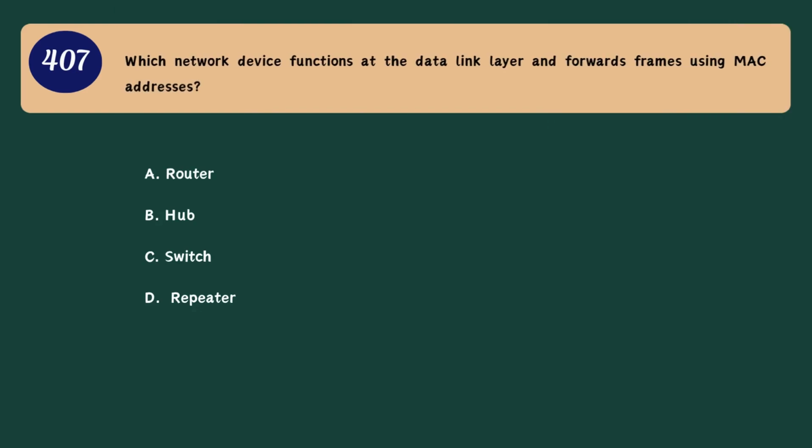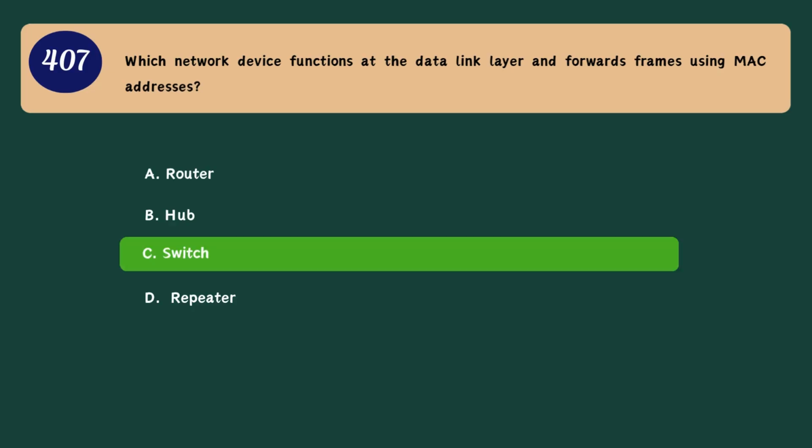Question 407. Which network device functions at the data link layer and forwards frames using MAC addresses? A. Router. B. Hub. C. Switch. D. Repeater.